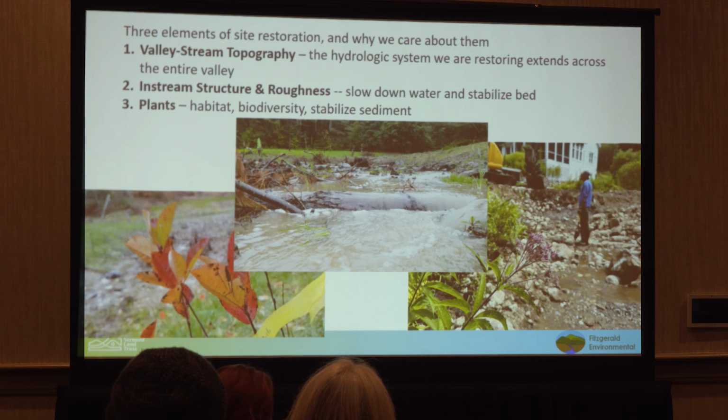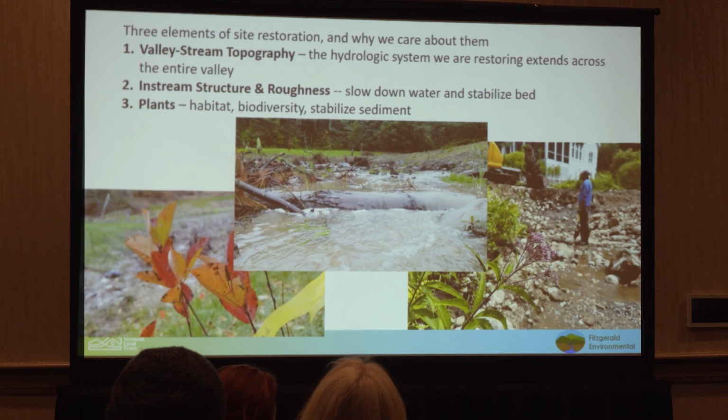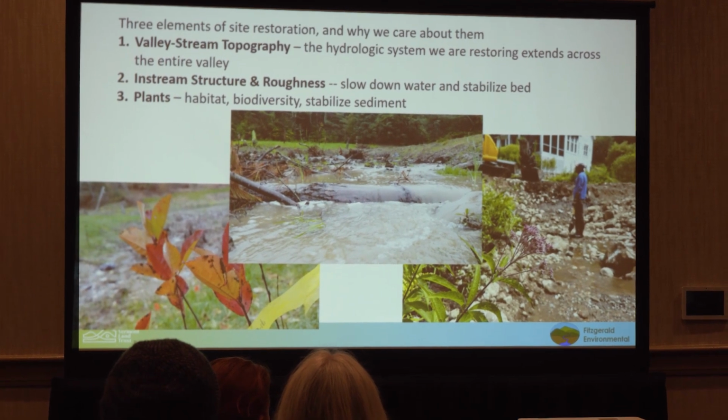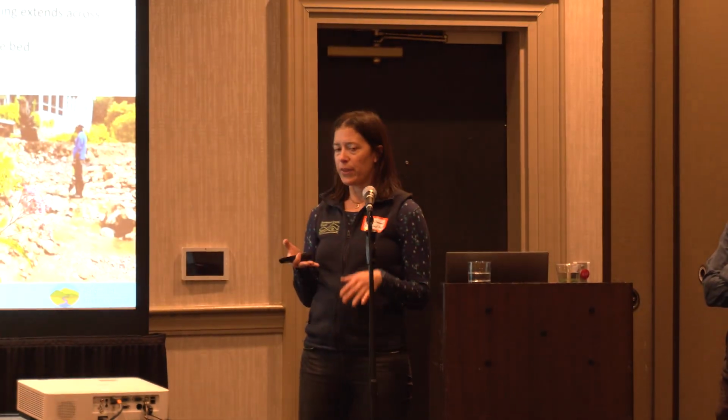Those three elements are, like I said, valley and stream topography. Why do we care about that? The hydrologic system that we're restoring, we want it to extend across the entire river valley. So it's not just the channel, but gravel bars, flood benches, and terraces that are accessed at times of higher water. There are maybe meander wetlands and other features of that riparian system that go across the whole valley, not just the channel. We also care about in-stream structure and roughness as another element of site restoration.